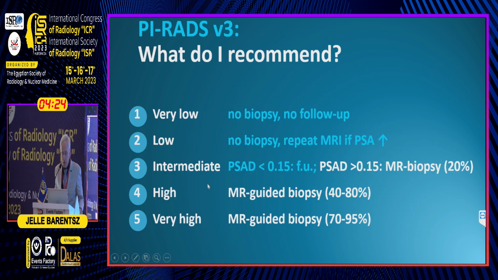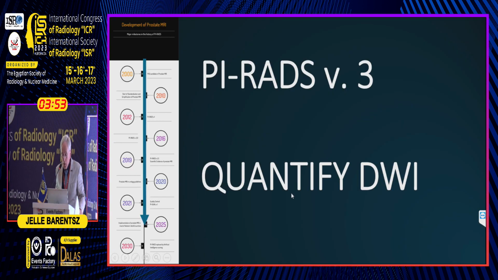What do I recommend? In PI-RADS 1 and 2, don't do anything. In 3, only do a biopsy if the PSA density is above 0.15. And in 4 and 5, consider to do a biopsy. In all the patients, you need to do at least a follow-up of 1 year of their PSA, because if you do miss a tumor, usually the PSA gradually increases and you will find the patient in the second round.